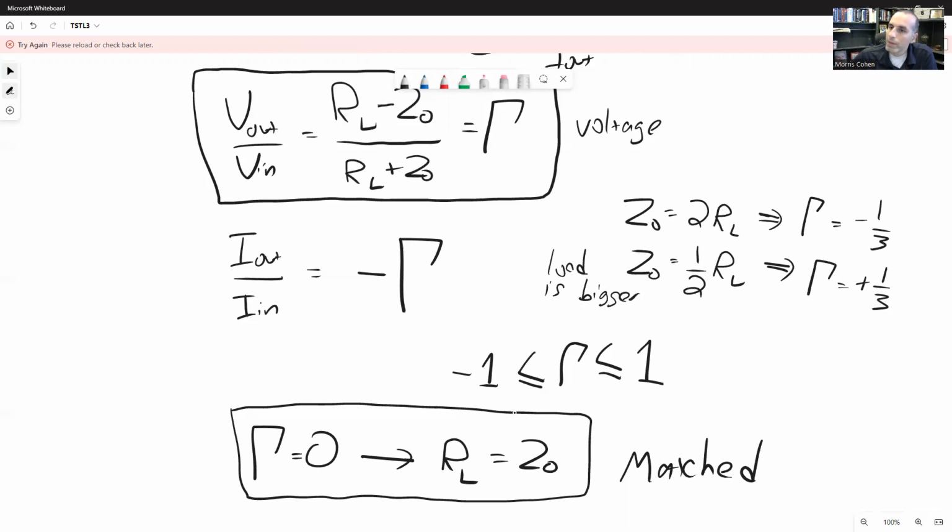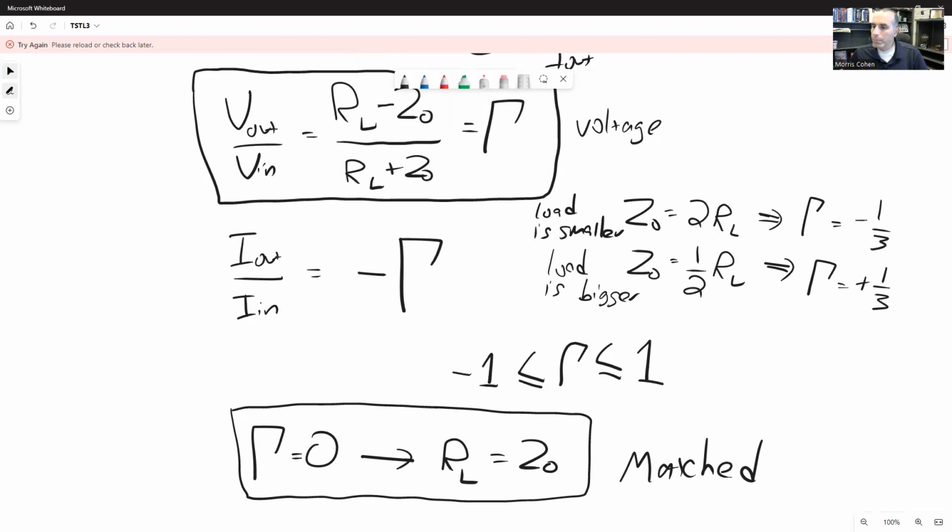A negative value of reflection coefficient tells us we're actually closer to a short circuit case. That means the load is smaller. If the load is smaller than the line, that's on our way toward being a short circuit. So this is load is smaller. And when I say load is smaller, I mean it has a smaller resistance compared to Z0, compared to the transmission line impedance.